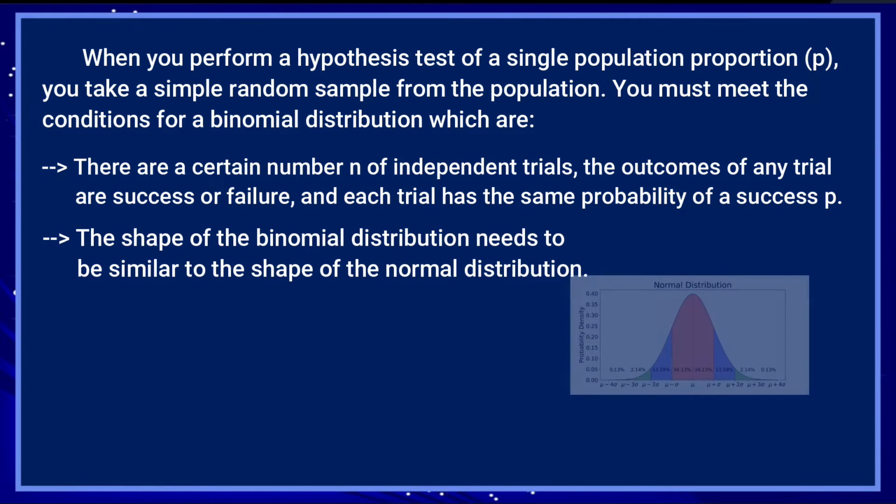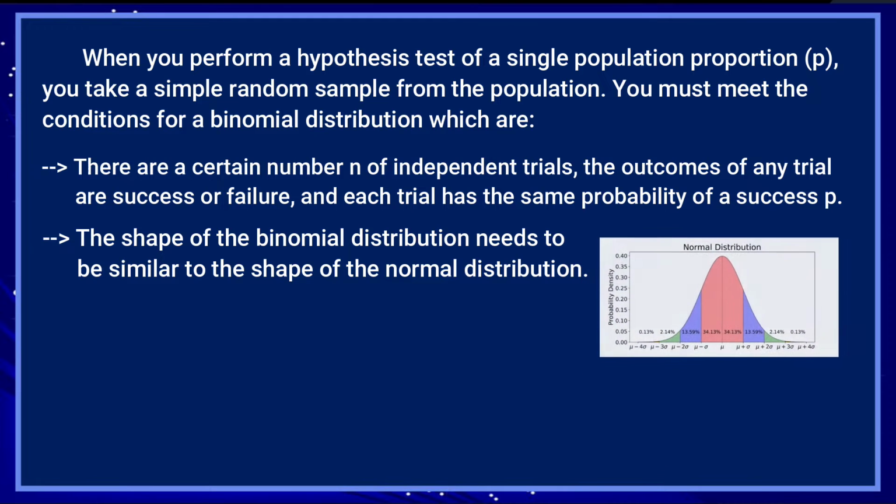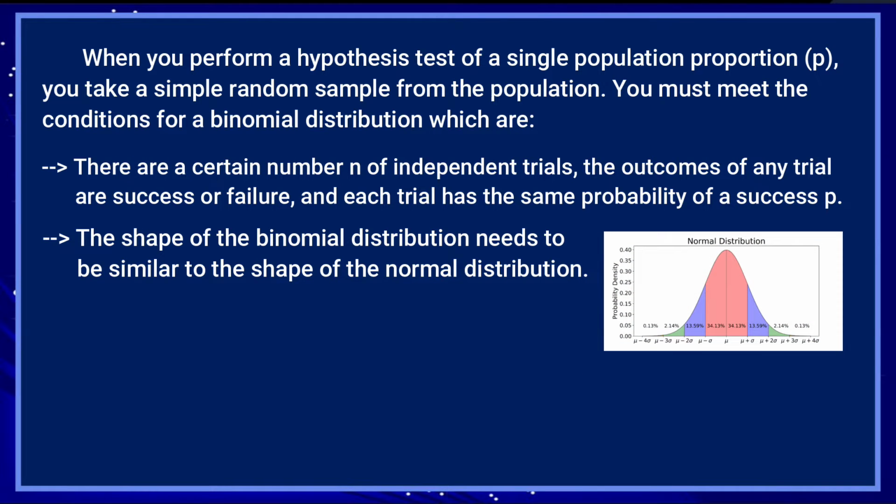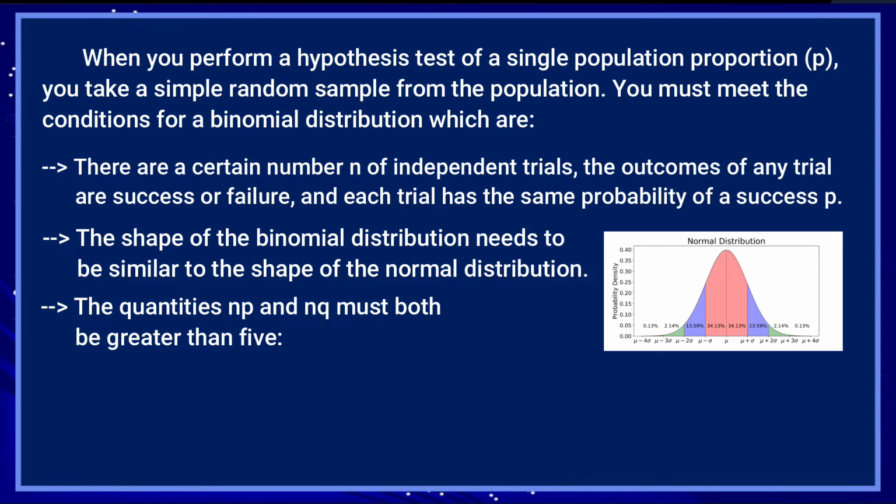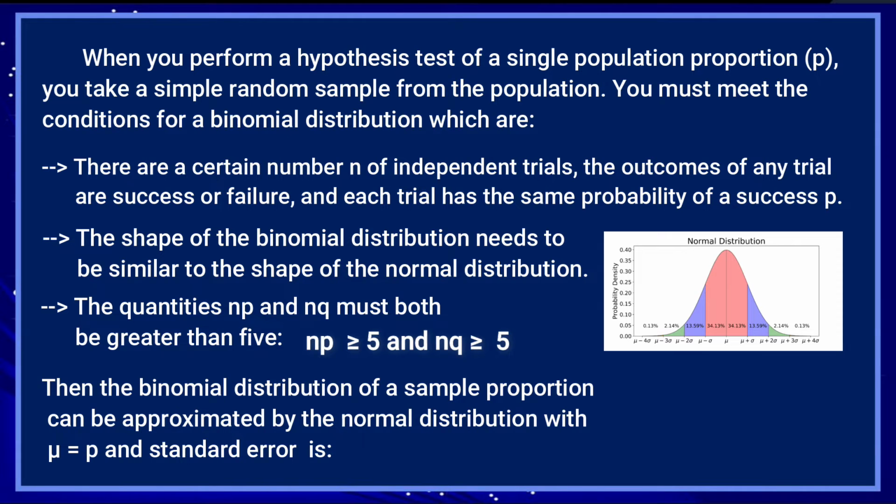The shape of the binomial distribution needs to be similar to the shape of the normal distribution. To ensure this, the quantities np and nq must both be greater than 5. Then the binomial distribution of a sample proportion can be approximated by the normal distribution with mu equals p, and the standard error is sigma sub p hat equals the square root of p times q all over n.